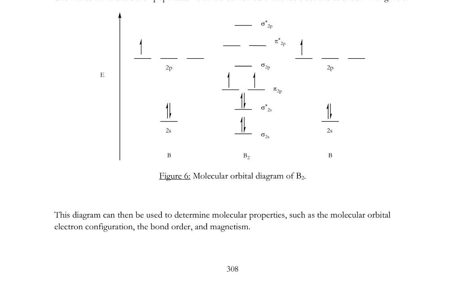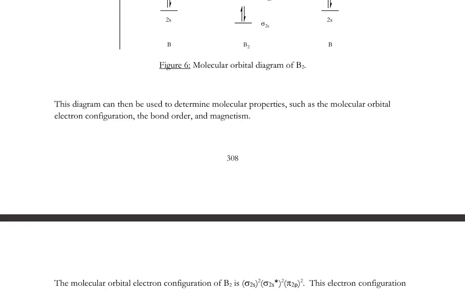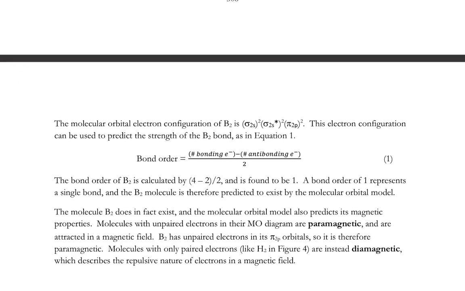The antibonding electrons are the sigma 2s star electrons. Alrighty, so what we have for bonding electrons is 4, antibonding 2. So the bond order is equal to 4 minus 2, that whole quantity divided by 2. The bond order is 1. The meaning of that is it's like a single bond.